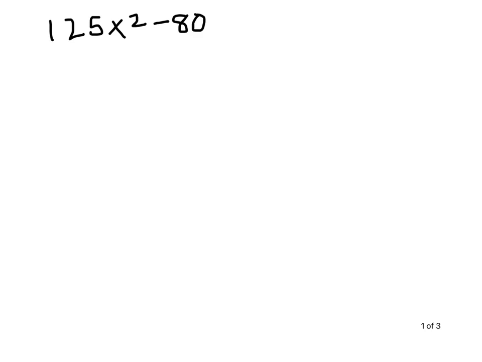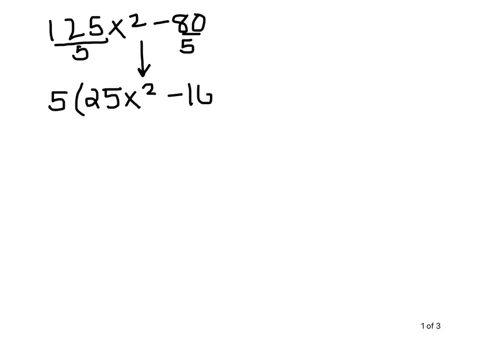So we can definitely divide both of these numbers by 5. And so we factor out a 5. We're going to go ahead and put it on the outside. That leaves us with 25x squared minus 16.